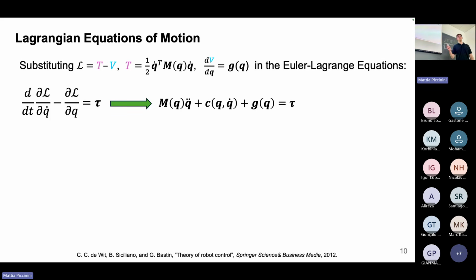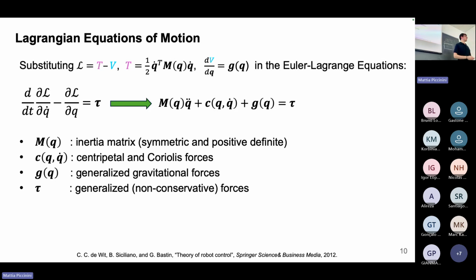With this equation, you can express a lot of dynamical systems, at least mechanical systems, but you can also generalize it to other forms of systems. Rigid body dynamics, yes, exactly. So M of Q is the inertia matrix, symmetric, positive definite. C collects the centripetal and Coriolis effects that depend on Q and Q dot. G is the generalized gravitational terms, and tau is the generalized non-conservative actions.